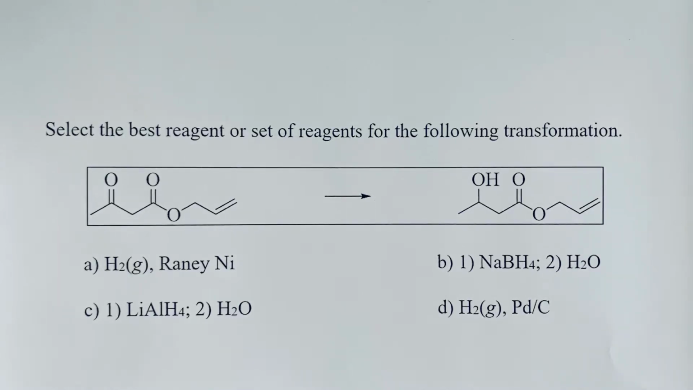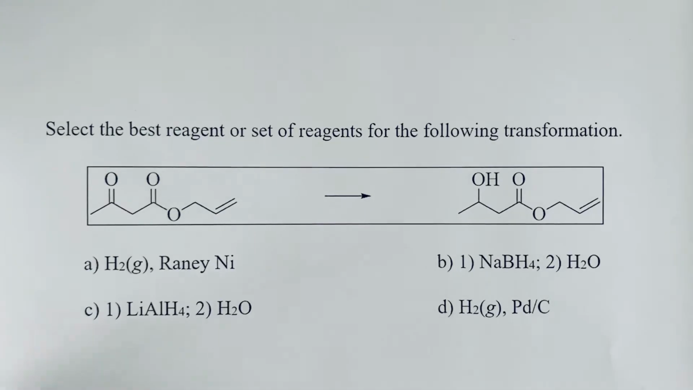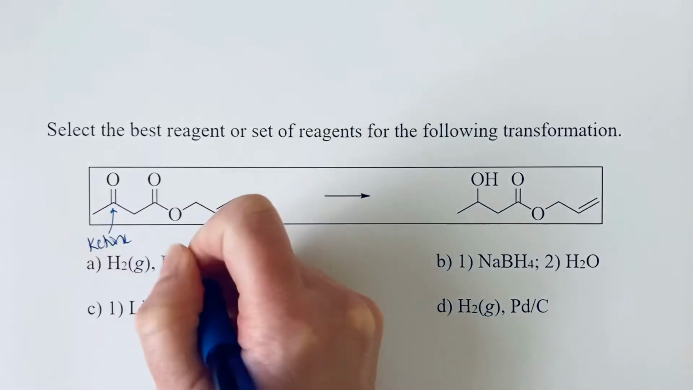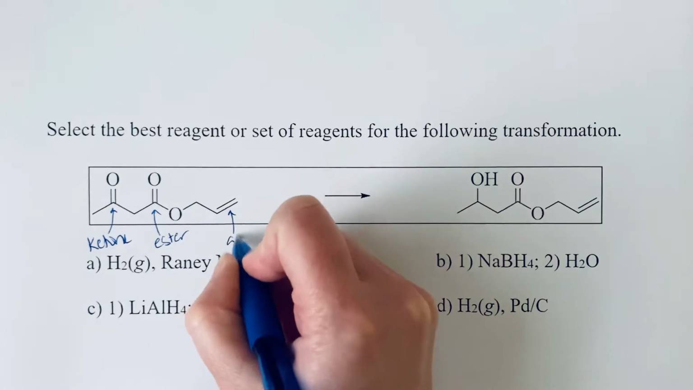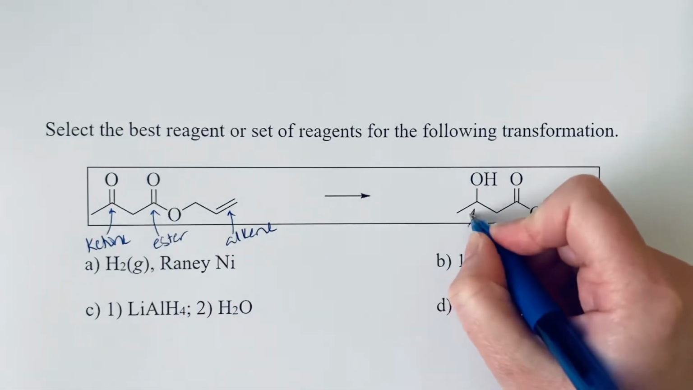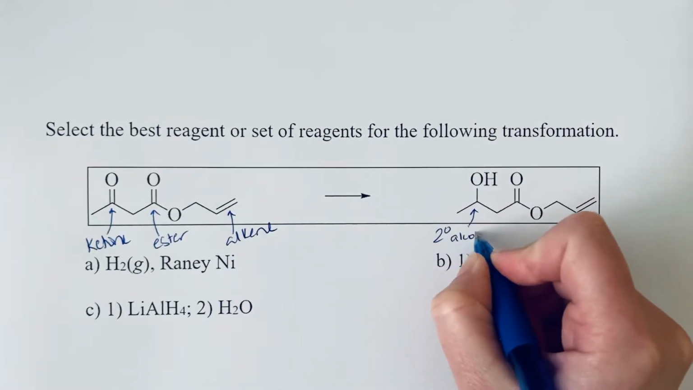Select the best reagent or set of reagents for the following transformation. So you want to look closely at the structure of our starting material and at the product to see what has changed in this reaction. So we see our starting material has a ketone, an ester, and an alkene. And if we take a look at the product, our ketone has changed to a secondary alcohol.